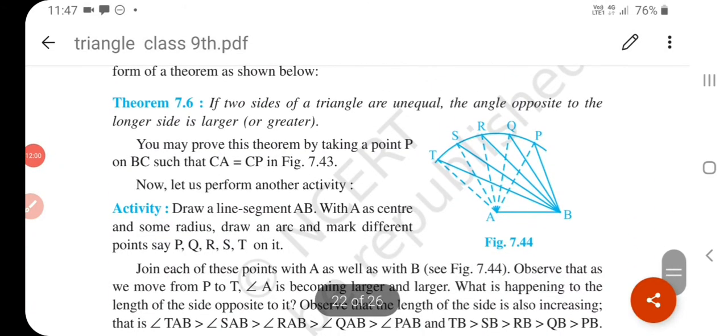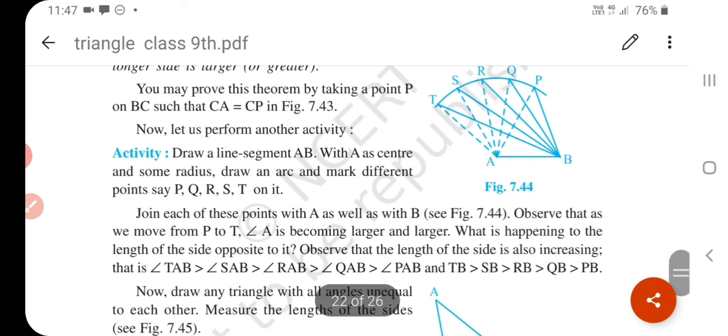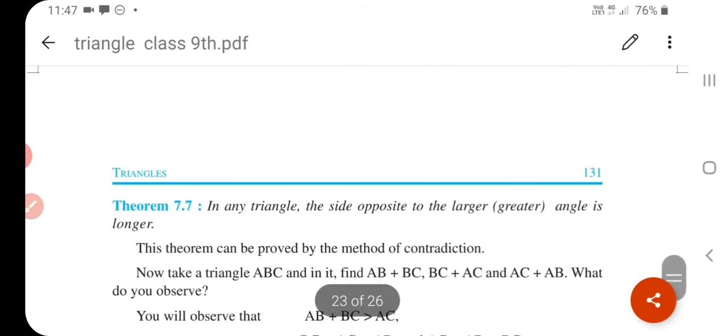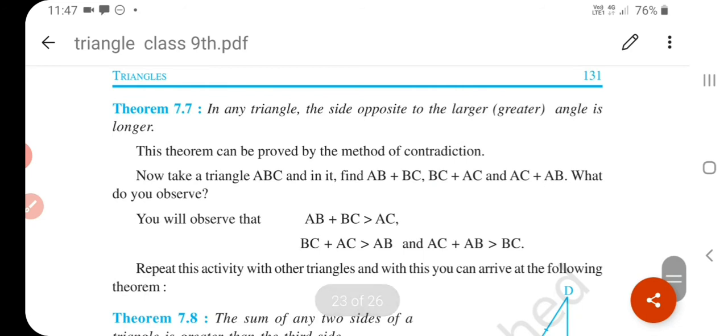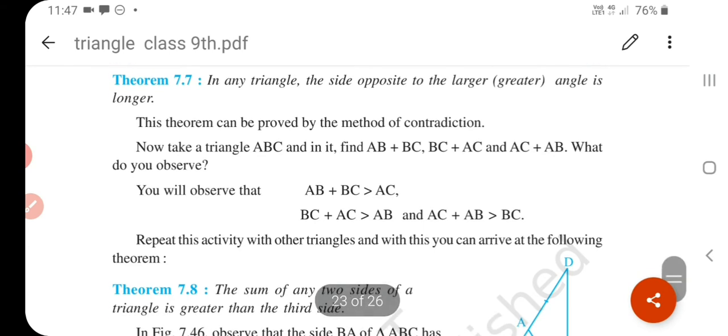See here, okay, if two sides of a triangle are unequal, the angle opposite to the longer side is longer, and we can prove it. Okay, now theorem 7.7 is stated: in any triangle the side opposite to the larger angle is longer. The larger angle, the side opposite to it will always be how?